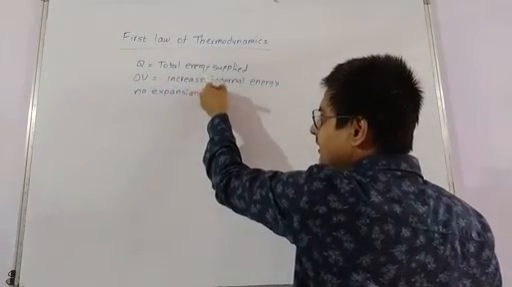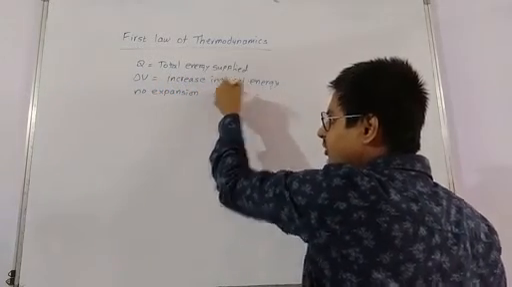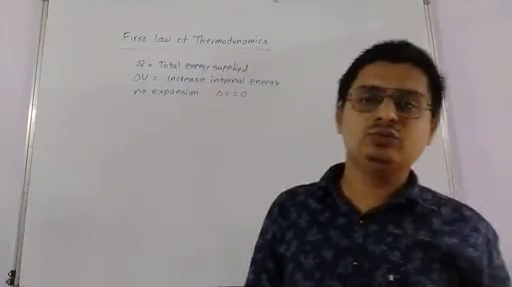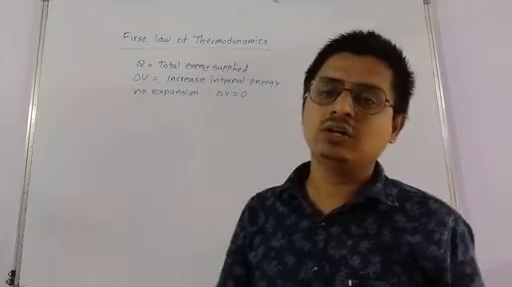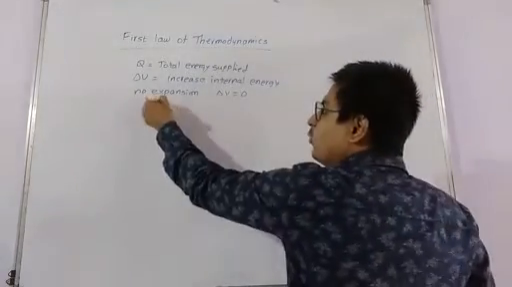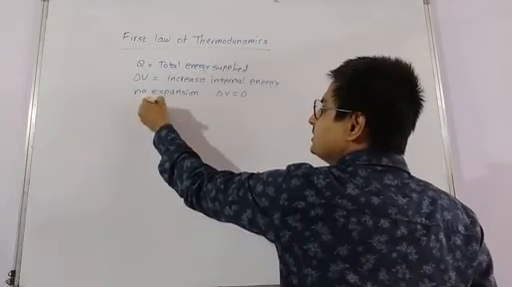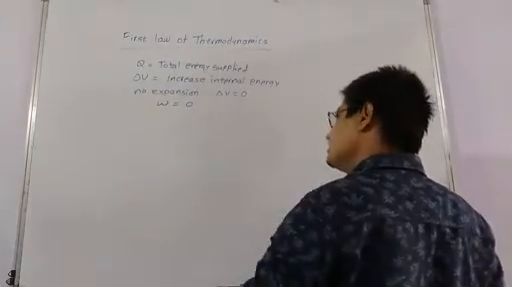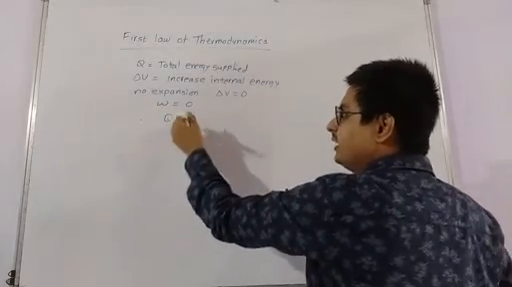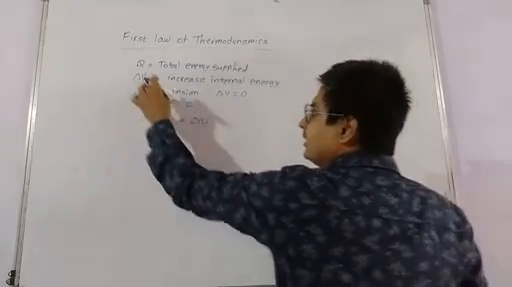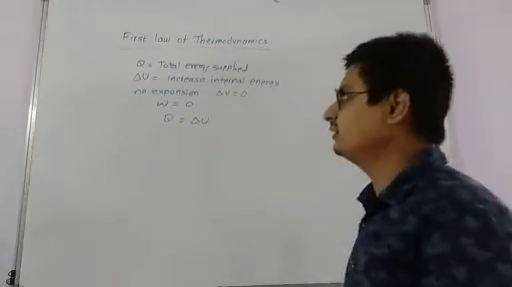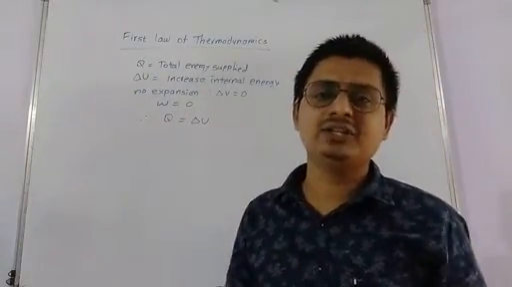That means delta W equal to 0. Such heat does not do any work on the system. Please mind it that the work done by the system is equal to 0. Therefore, we say that the total supply of heat is equal to delta U. Delta U means the change in the internal energy.